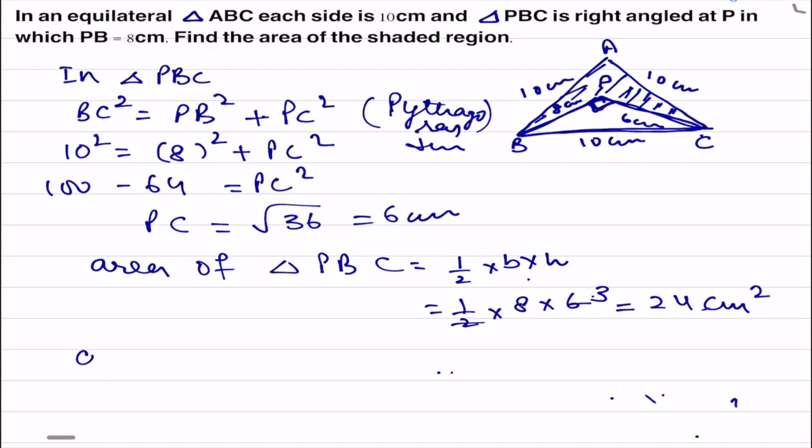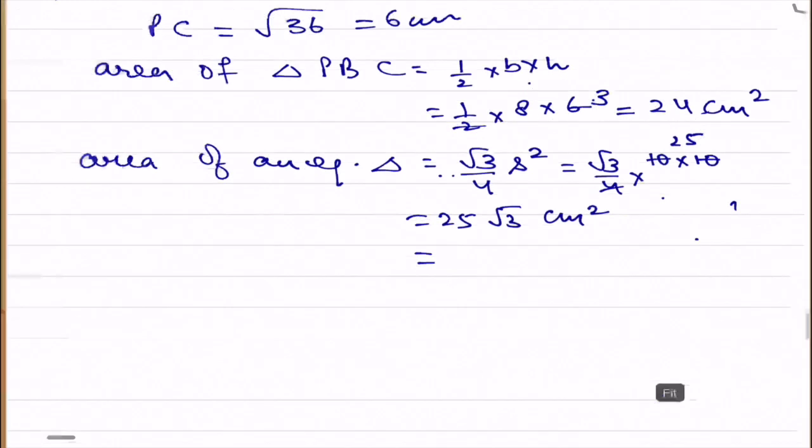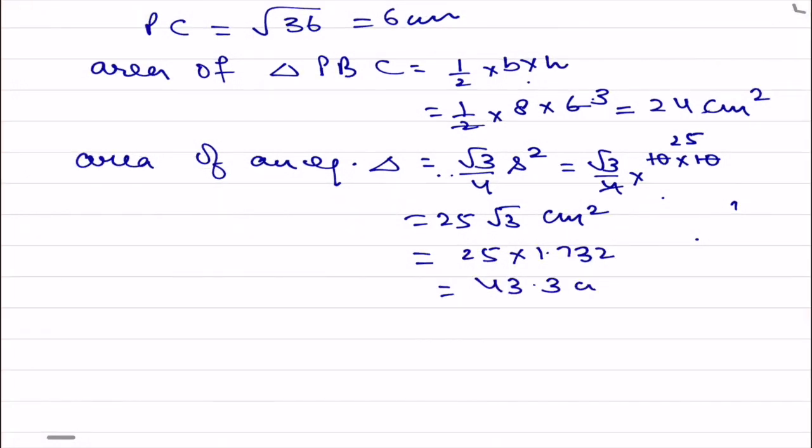Now the area of an equilateral triangle, that also we can easily find out as we know the formula, root 3 by 4 s square. S means the side. Side we already have, that is 10 centimeter. Substitute the value. We can see here we will get 25 root 3 square centimeter. Root 3 value, substitute 1.732. We will see that it is 43.3 square centimeter.